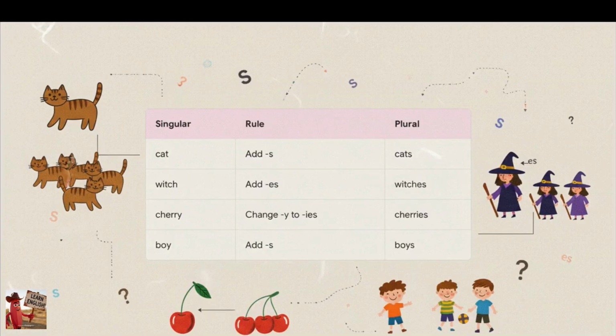And you can see it right here. Cat becomes cats. Easy peasy. Witch, like we said, gets that ES for witches. Cherry does the whole Y to IES thing. But, and here's a little twist, look at boy. Because there's a vowel right before the Y, it just gets a normal S. And the amazing thing is we do all this stuff, all these little calculations, totally automatically.